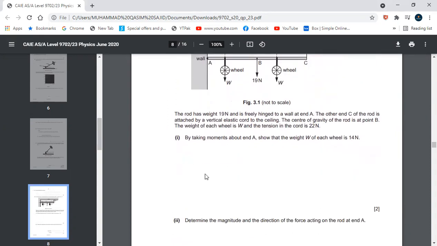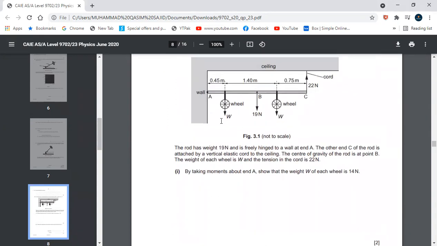And this is the respective distance between the forces. By taking moment at point A, what is he basically saying? He's saying take a rigid point here, fix this point and take moment, that is the summation of moment at point A equals 0. We have to show that the weight of the wheel is 14 kg by taking moment at point A.